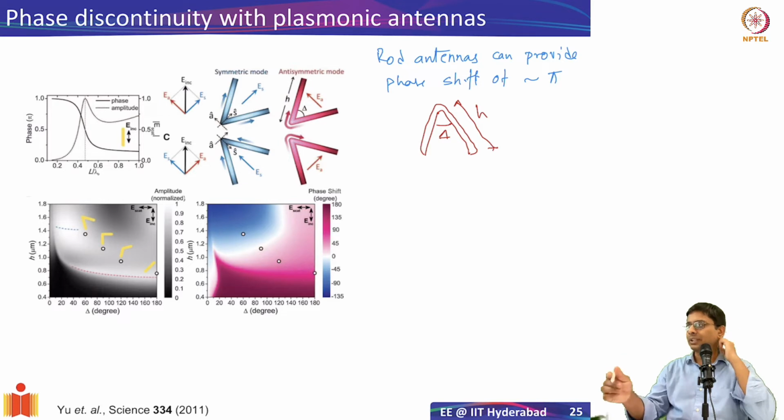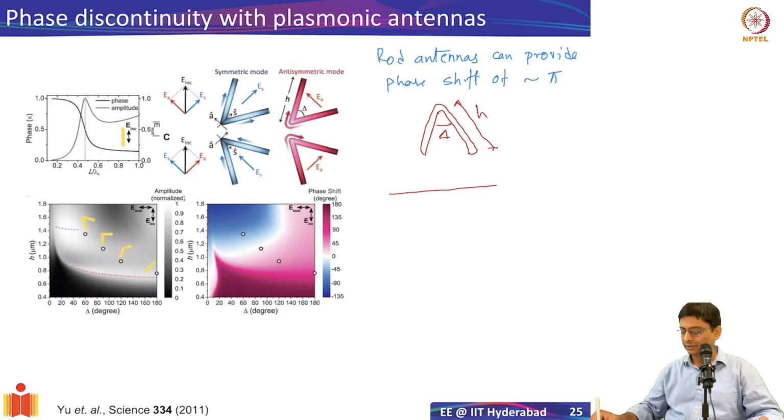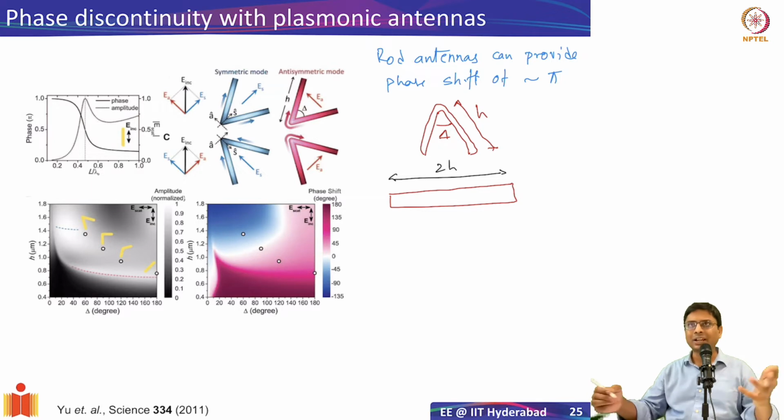If I take a rod antenna like this and say this length is 2h, there will be multiple modes that are excited. The fundamental mode in this structure would be the half-wave dipole, right? So the plus and the minus. In this case, this resonance will occur at lambda effective equal to, let's say, 2h. This is my fundamental mode.